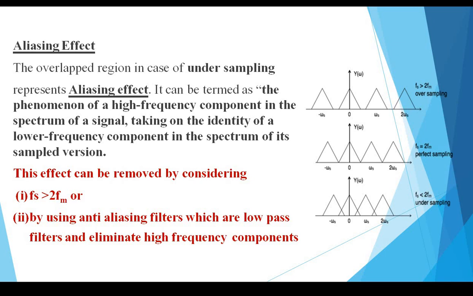So that kind of effect is called your aliasing effect. And this aliasing effect can be removed or reduced by using anti-aliasing filters, which are nothing but low pass filters that eliminate your high frequency components. How do you state the aliasing effect? It is the phenomenon of a high frequency component in the spectrum of a signal taking the identity of a low frequency component. So how are you going to remove it? By using an anti-aliasing filter, which is nothing but a low pass filter that eliminates your higher frequency components.